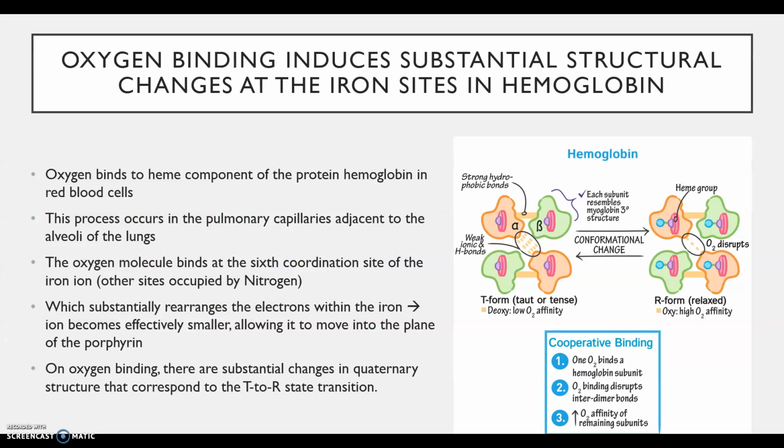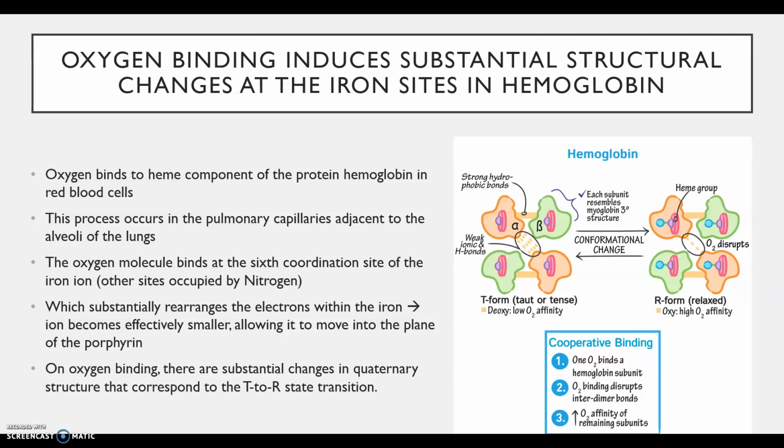Oxygen binding is going to induce substantial structural changes at the iron sites in hemoglobin. Again, oxygen binds to the heme component of the protein hemoglobin in the red blood cells, and this process occurs in the pulmonary capillaries adjacent to the alveoli of the lungs. The oxygen molecule is going to bind at the 6th coordination site on the iron ion, and this occurs because the other 5 sites are already filled by nitrogen, and so the 6th coordination site is the only one that's open.